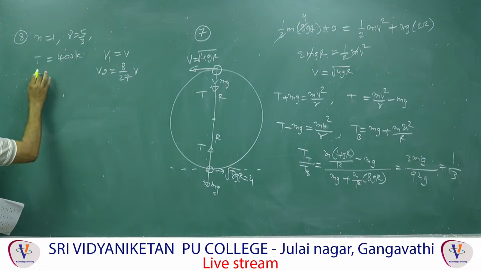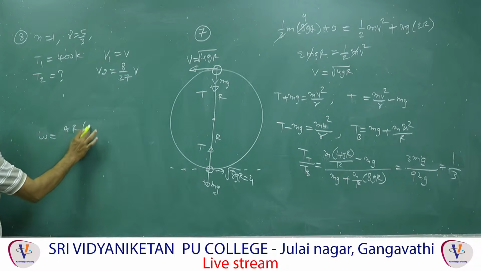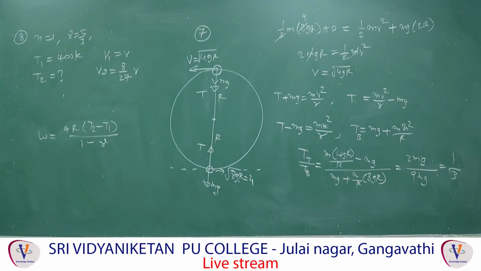Here we don't know the temperature. That's why the question asks: what is the work done on the system? The formula for work done in an adiabatic process is nR(T2 minus T1) by (1 minus gamma). n value 1, gamma value 5/3, initial temperature 400, but we don't know T2.